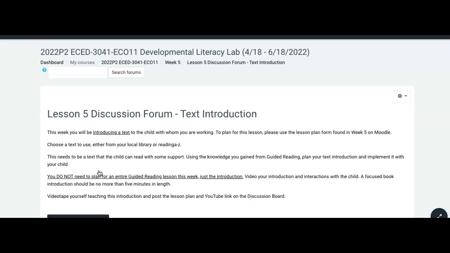Notice that the teacher does not say, we're going to take a picture walk, because that isn't what you're doing during the introduction of the text. During that introduction, the very first thing that the teacher does is provide the title of the book and tell the students the gist of the story. You don't ask them what the title of the book is because they don't know. You haven't introduced it.